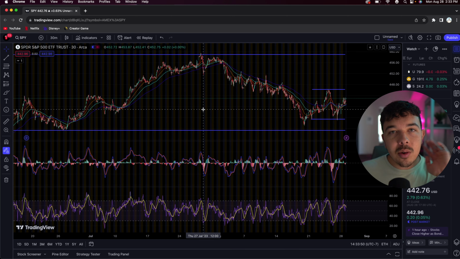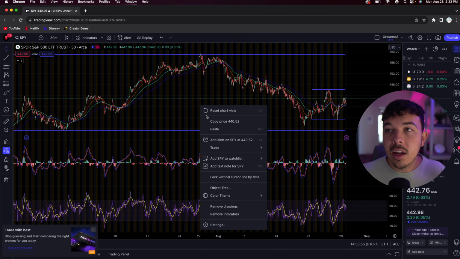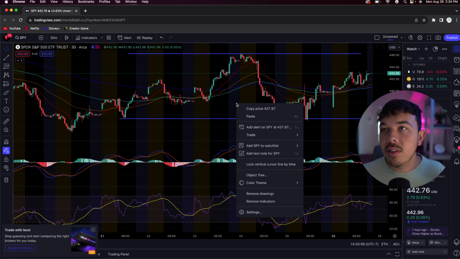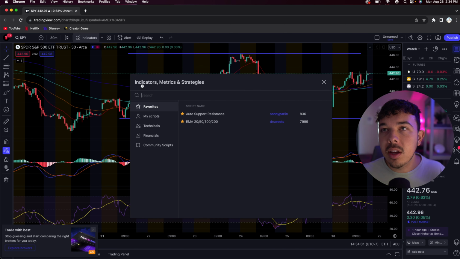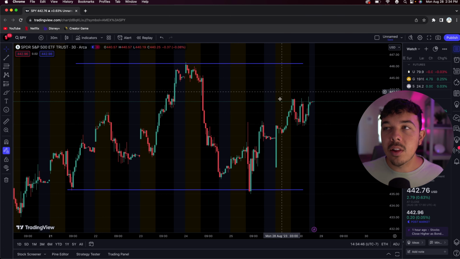So what you guys are going to do is go to tradingview.com, or you could do it on thinkorswim. You're just going to have to find out how to apply these indicators in a different way. But what I'm going to do is reset the chart view, and then get rid of these indicators. Now that I've removed the indicators, you're going to see something like this.